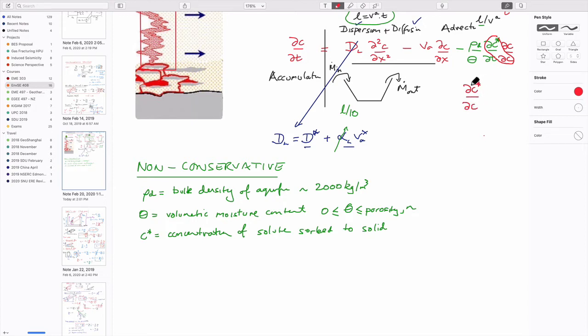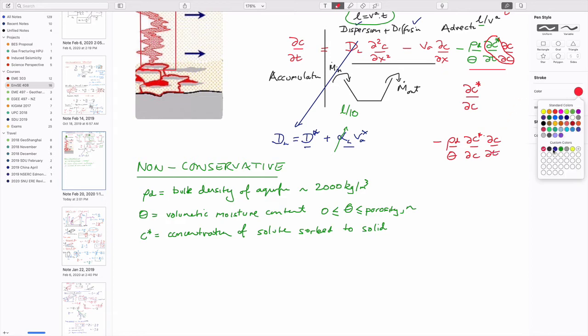And I suppose I could rewrite this. So it's minus bulk density on the solid, volumetric moisture content, and I'm going to write this as dC star dC, the term above it, and change in concentration with time. So if you like, this term, which is black here, is the other term, right? So all I've done is switch them over, just as a convenience.